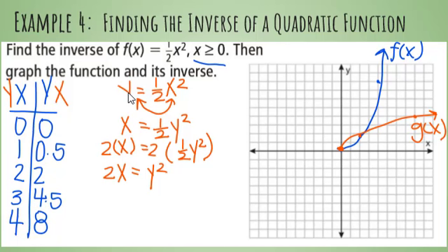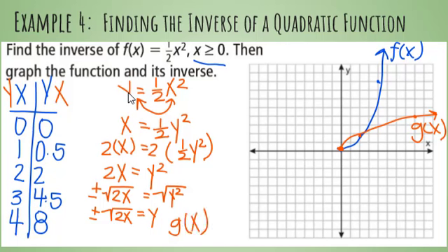And then now we're going to square root both sides. When we square root both sides and we're solving, we have to do that plus minus on the opposite side. So I have the plus minus square root of 2x is equal to y. Now I don't have this negative portion down here of the graph. I only have the positive portion. So when we write our answer, we're just going to keep the positive part of g of x. So we're going to say g of x is equal to positive square root of 2x. And this is our inverse function.